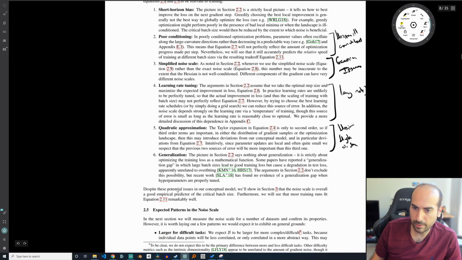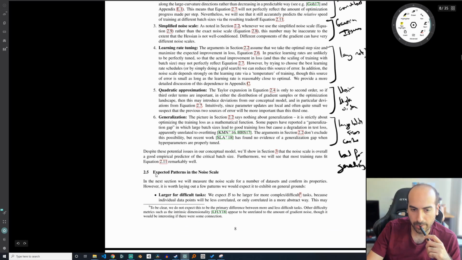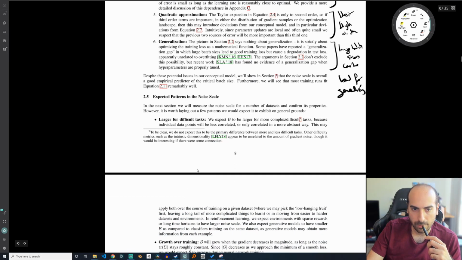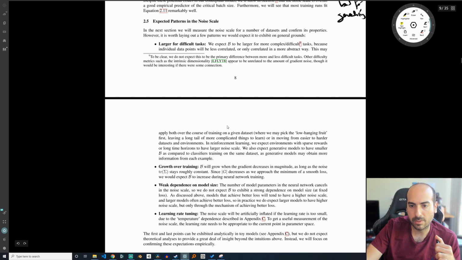Okay, and here they talk about how large batch sizes can be bad for generalizing. So this is sort of a tangential point, so we're not going to go into this point in a lot of detail. B will grow when the gradient decreases in magnitude as long as the noise stays roughly constant. Since G decreases as we approach the minimum of a smooth loss, we'd expect B to increase during neural network training.